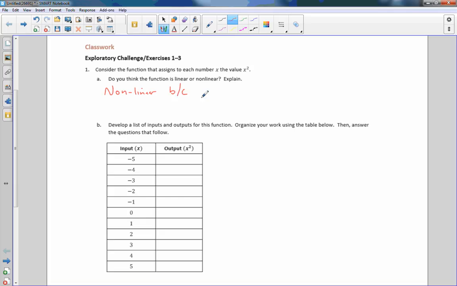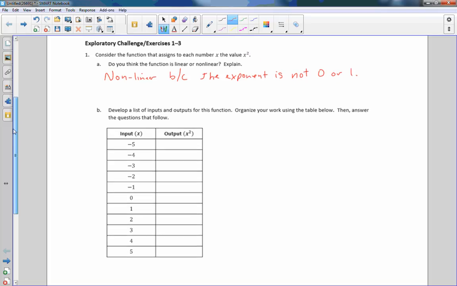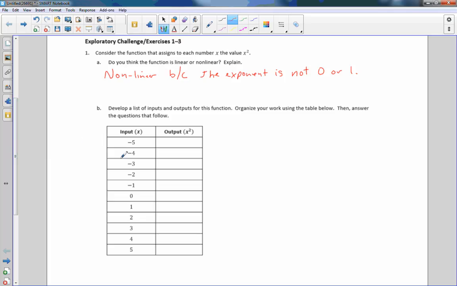because the exponent is not 0 or 1. And by definition, the exponent of the variable being 0 or 1 will give you a linear function. 2 is not 0 or 1, so this is not linear. That's as basic as I'm going to get on that one. I'm not going to explain any more, but I can prove it if I show my work in this table.